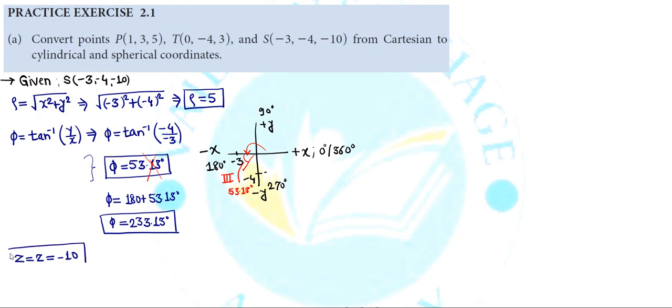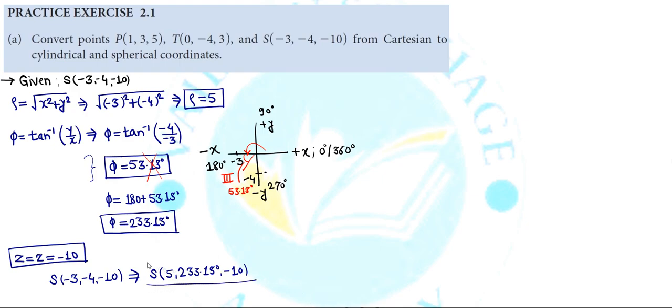So we have the rho, phi and z for your coordinates, which were earlier expressed in Cartesian, and now we have converted them into cylindrical. That is, rho is 5, your phi is 233.30 degrees, and then next z is minus 10, which is as it is. Okay, so this is your final answer.